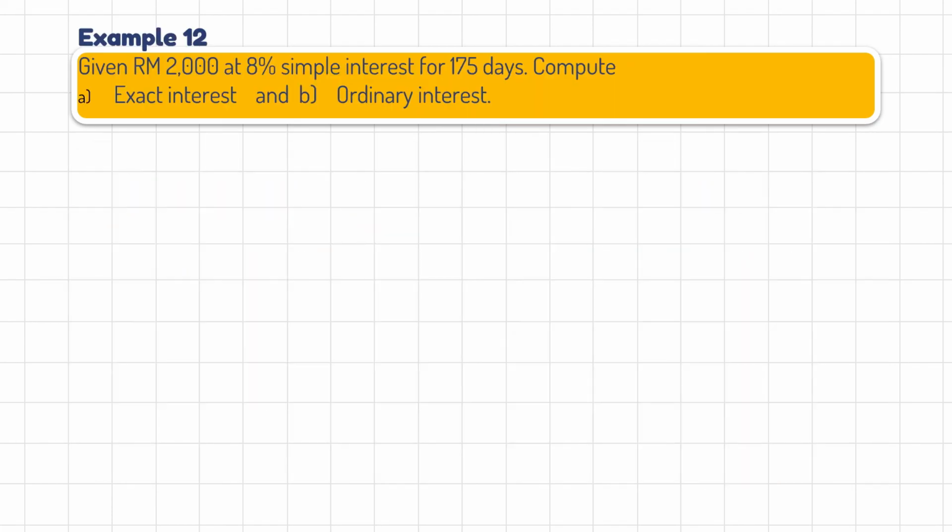The last example in this lecture is example 12. Given 2,000 ringgit at 8% simple interest for 175 days. Compute exact interest and ordinary interest. As you can see here, the T is given in days. Since our formula is I equals PRT, where T should be represented in years, we need to convert 175 days into years.